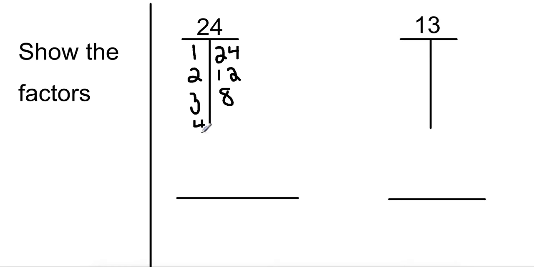Can 4 go in there? 4 goes in there 6 times. Can 5 go in there? The answer is no. Can 6 go in there? The answer is yes, so you've come back around. You have found all of its factors. Since there's more than 1 and itself, this number is composite.